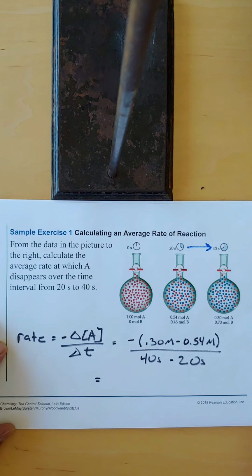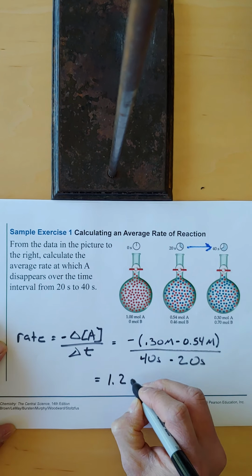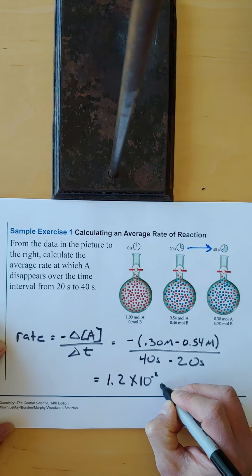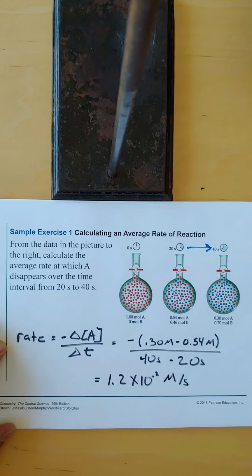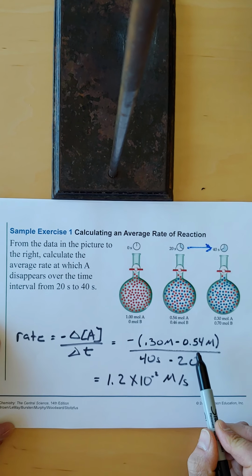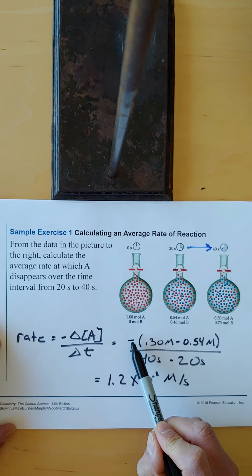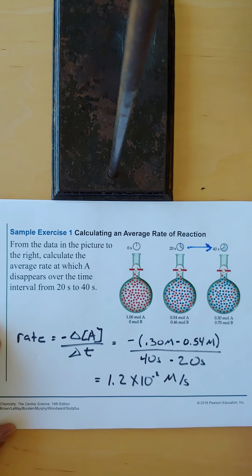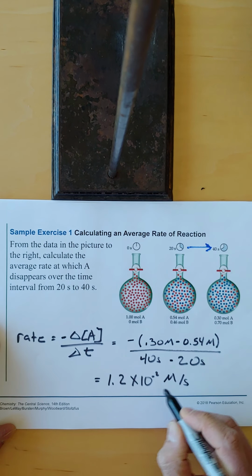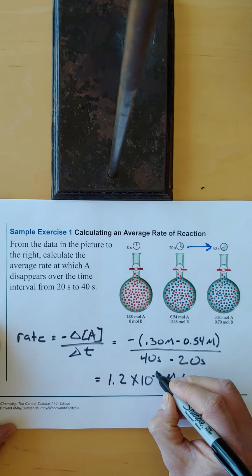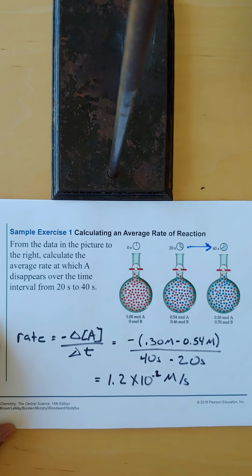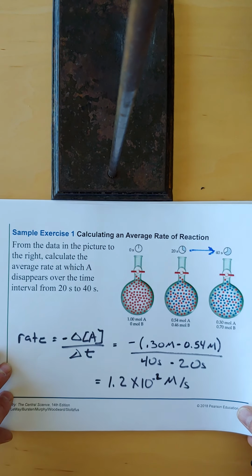And so I end up with a rate of 1.2 times 10 to the negative 2 molar per second. The 0.3 minus 0.54 is going to give me a negative number, and so the negative out front makes that a positive rate. The A is disappearing, which gives me a negative change in concentration, but I end up with a positive rate: 1.2 times 10 to the negative 2 molar per second. That would be the average rate of that reaction over the second 20 seconds of that reaction. Okay, let's look at our second example.